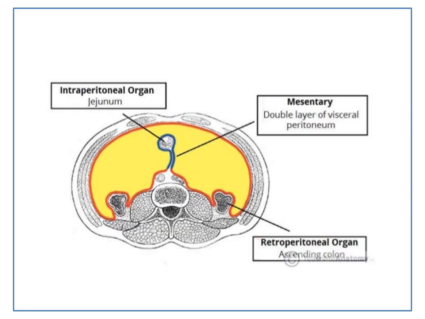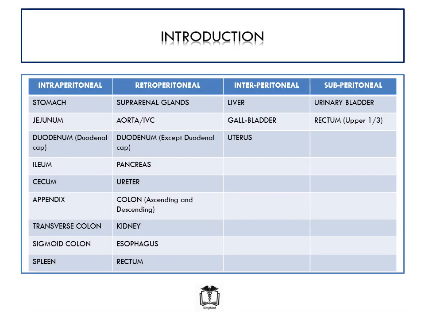So this is an image showing us particularly the intraperitoneal and the retroperitoneal organs. You can see intraperitoneal organs are organs surrounded by the peritoneum, whereas retroperitoneal organs have the peritoneum only covering the anterior surface and not the posterior surface. Examples of intraperitoneal organs include the stomach, the jejunum, and a part of the duodenum called the duodenal cap, the ileum, the cecum, the appendix, the transverse colon, the sigmoid colon, and the spleen. These are all intraperitoneal organs.